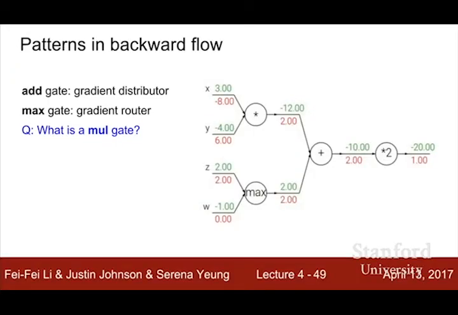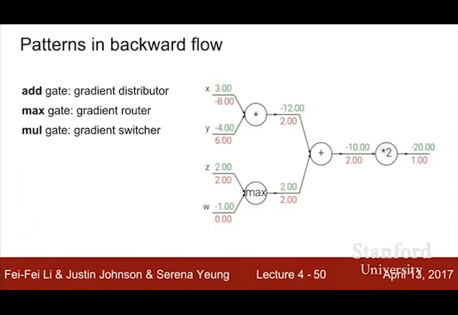Okay, and so another one, what's a multiplication gate, which we saw earlier? Is there any interpretation of this? Okay, so the answer that was given is that the local gradient is basically just the value of the other variable. Yeah, so that's exactly right. So we can think of this as a gradient switcher, a switcher and I guess a scaler, where we take the upstream gradient and we scale it by the value of the other branch.